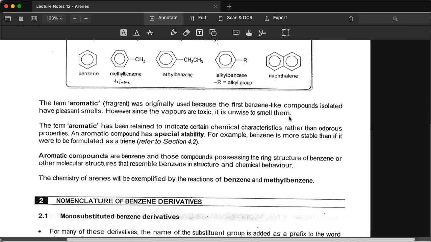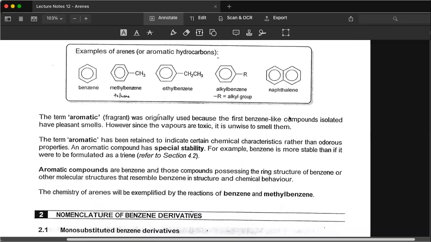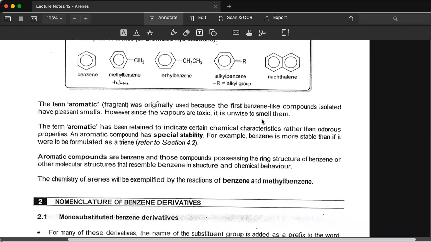The term aromatic was used because the first benzene-like compounds isolated do have a pleasant smell. However, the vapors are toxic, so please don't smell them. Aromatic is retained to indicate certain chemical characteristics rather than odor. So an aromatic compound has special stability. Benzene is more stable than a triene.